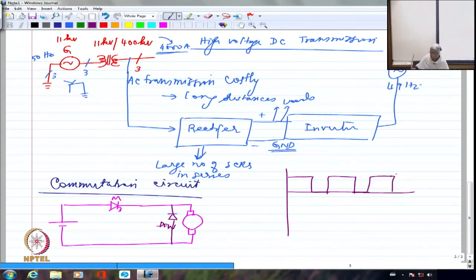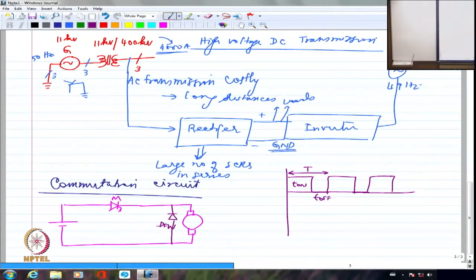So this is T on and this is going to be T off. And this entire thing is going to be the period of the chopper, T. This is how it is going to be, right? So the average value of voltage, I told you already, is T on divided by capital T, whatever the period is, multiplied by the applied voltage. That is going to be the average voltage, right? This is how it is going to be.